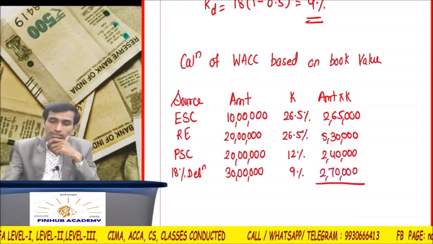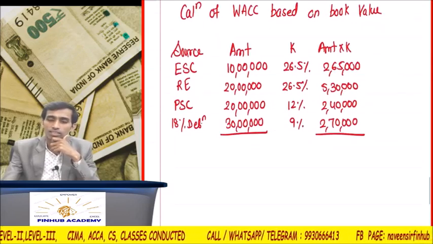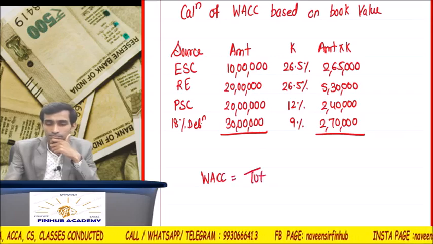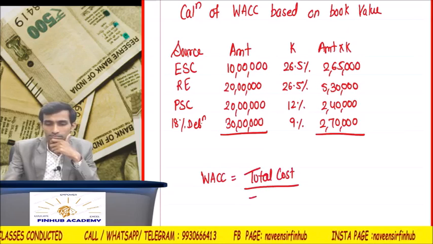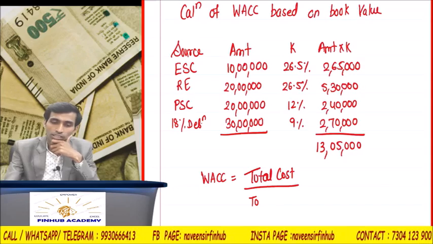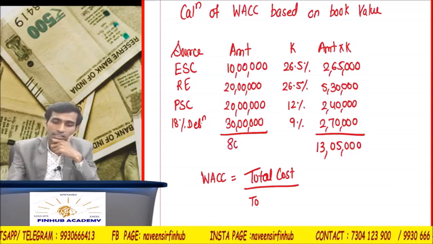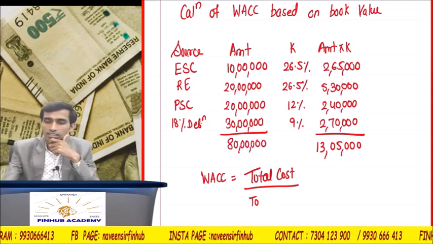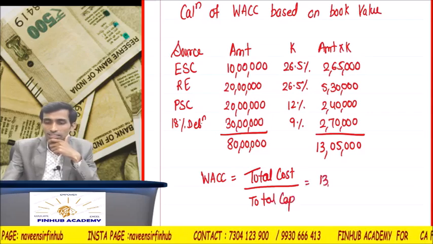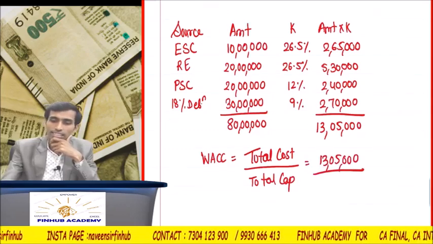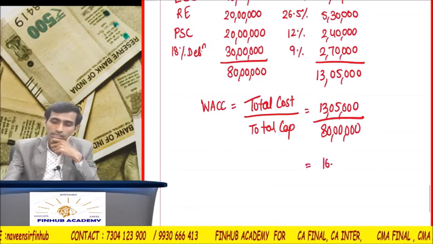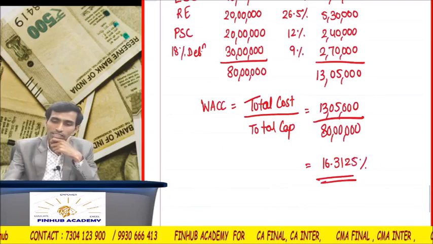Okay, take the total. Here 13 lakh 5,000, and the total amount is 80 lakhs. 13 lakh 5,000 divided by 80 lakhs is 16.3125%. Done.